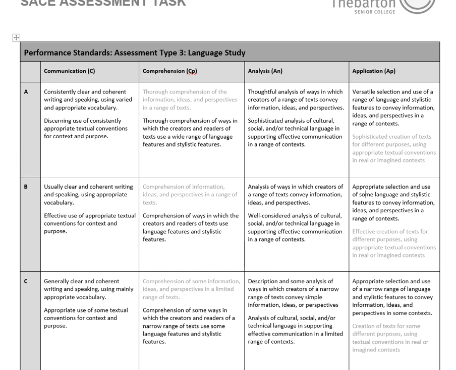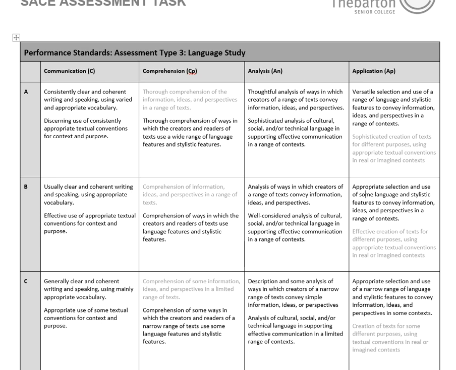Okay, today we are going to look at the second part of the language study for Stage 2 Essential EAL. We will be looking at the performance standards and what kind of things you need to do to meet them really well in this task.